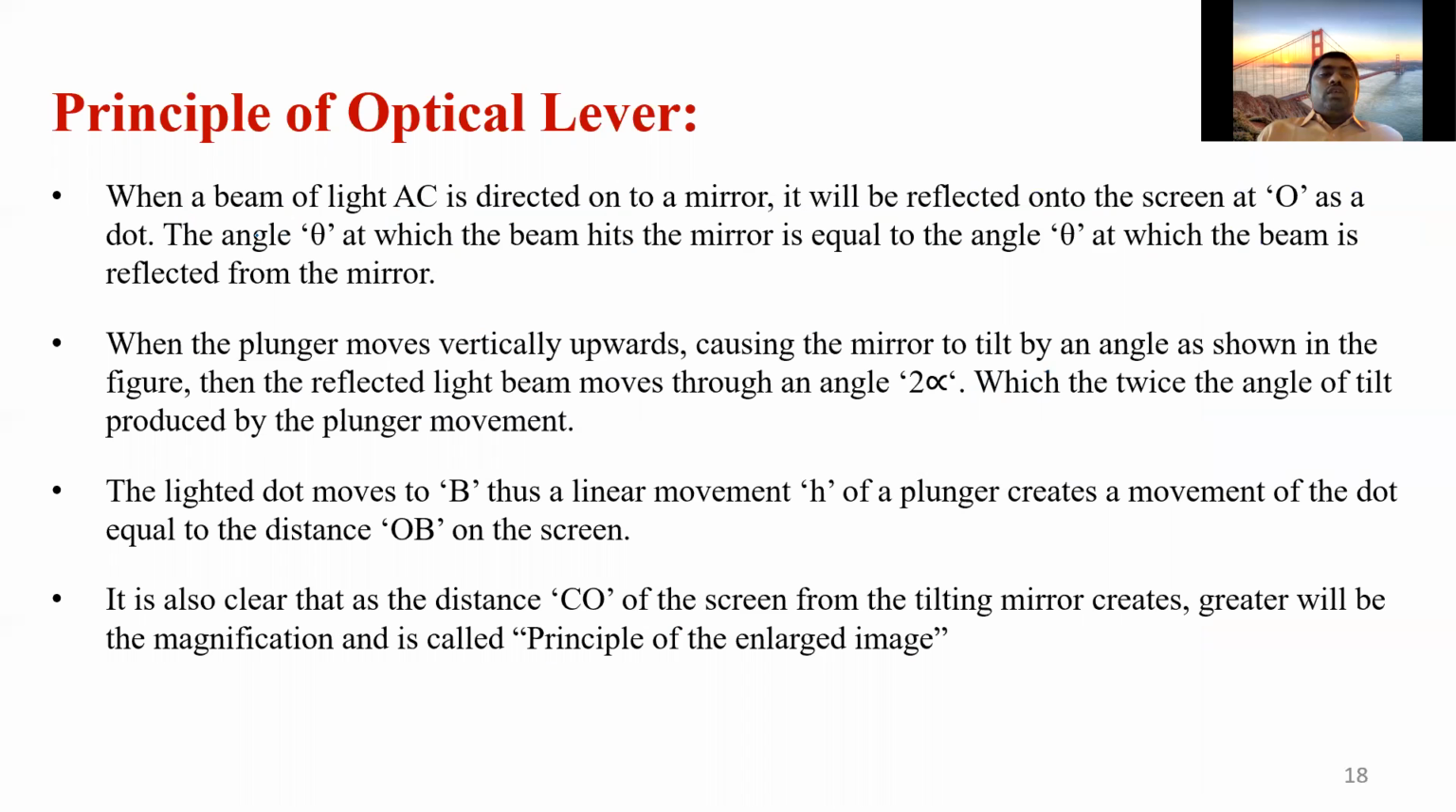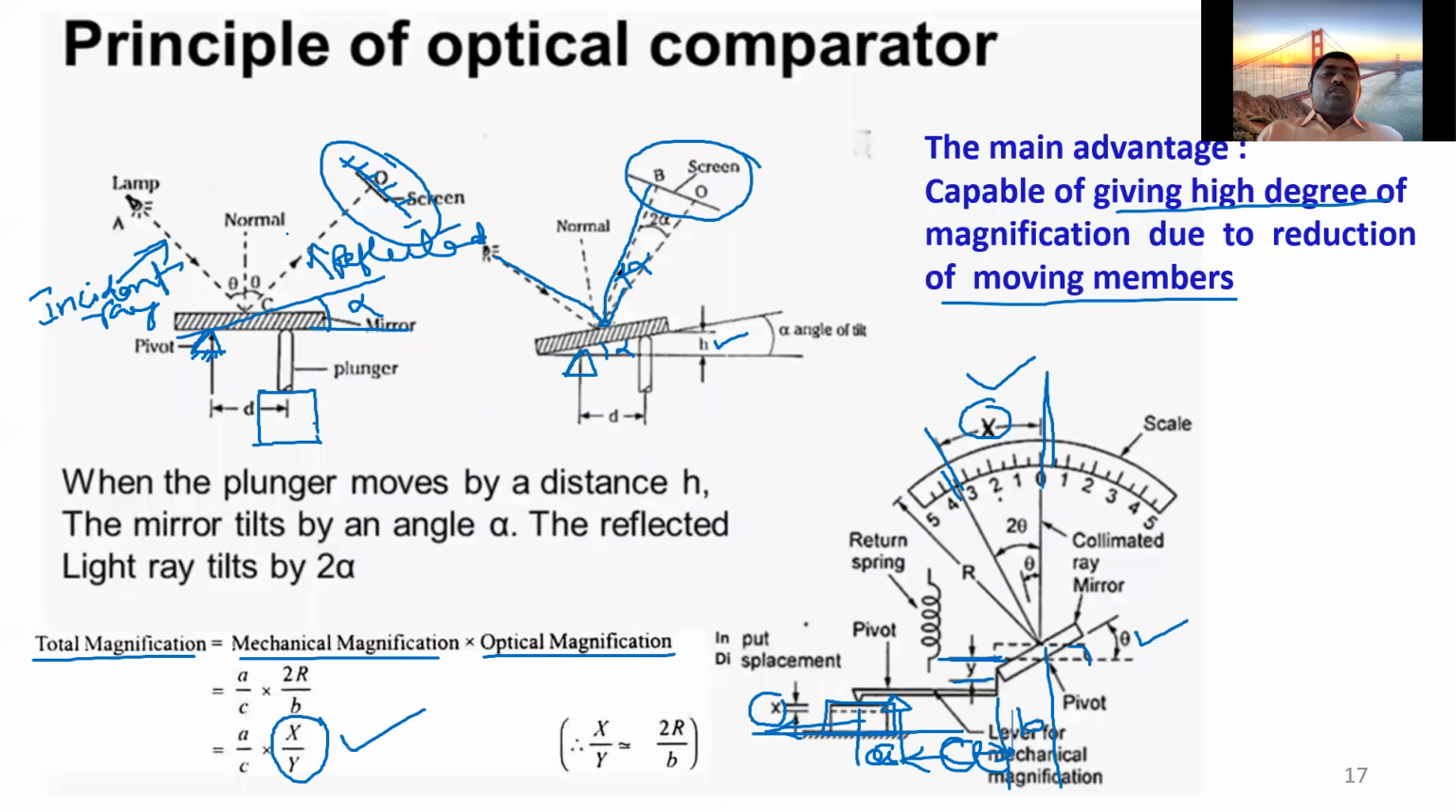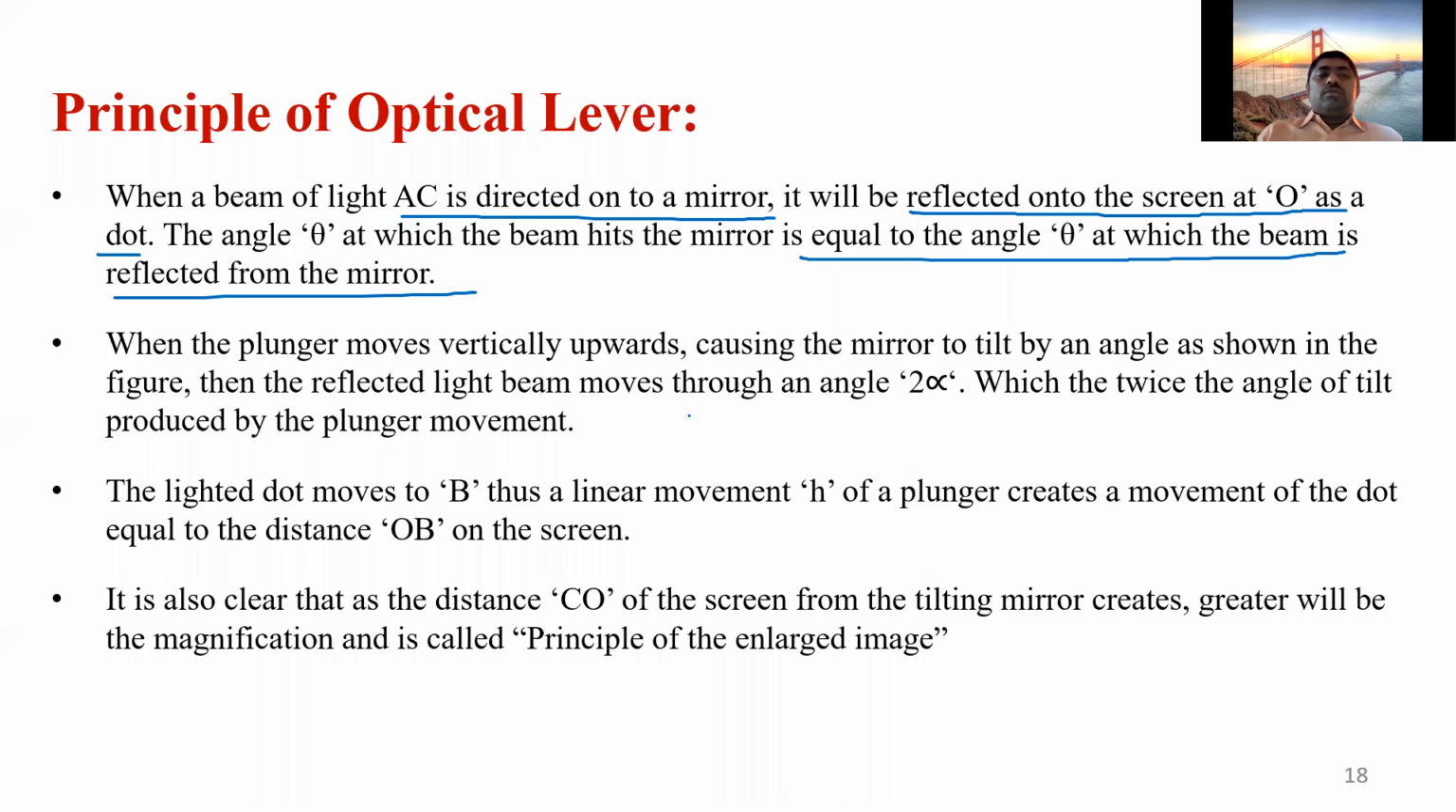So when we see the working principle, when a beam of light AC is directed onto the mirror, it will be reflected onto the screen at O as a dot. The angle theta at which the beam hits the mirror is equal to the angle theta at which the beam is reflected from the mirror. That means the incident ray angle and the reflected ray angle will be the same when the mirror is in horizontal position.